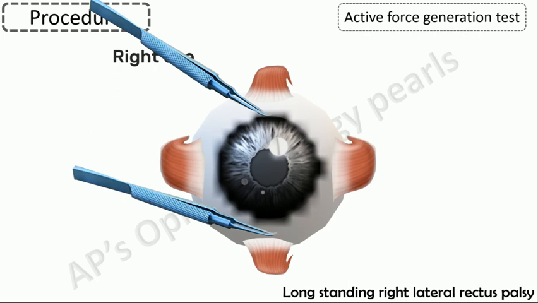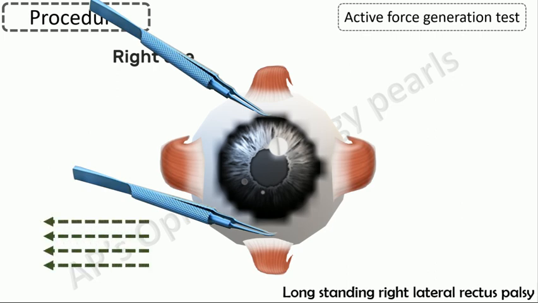If the force duction test is positive, one can proceed to the active force generation test. This requires active cooperation of the patient and hence can only be performed in conscious patients. Here, two forceps are used to hold the globe steadily in the primary position. The patient is then instructed to look in the field of action of the muscle to be tested. For example, here the patient is asked to look to the right because we are testing the lateral rectus muscle.